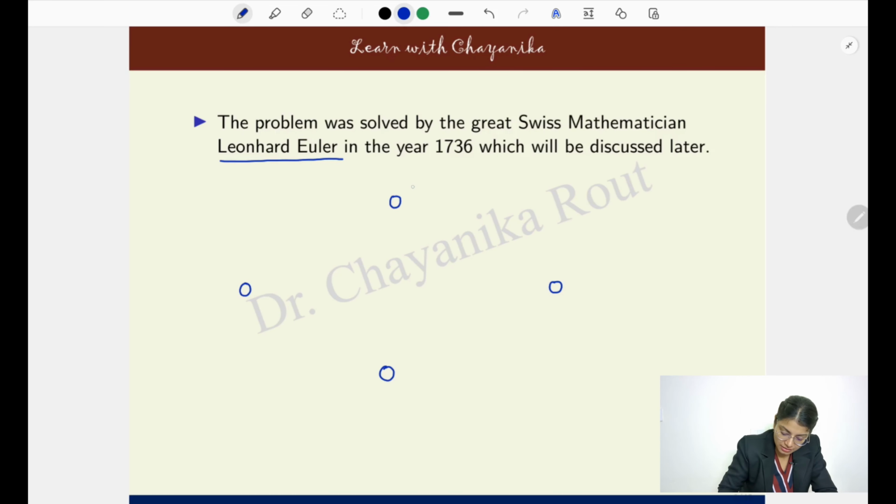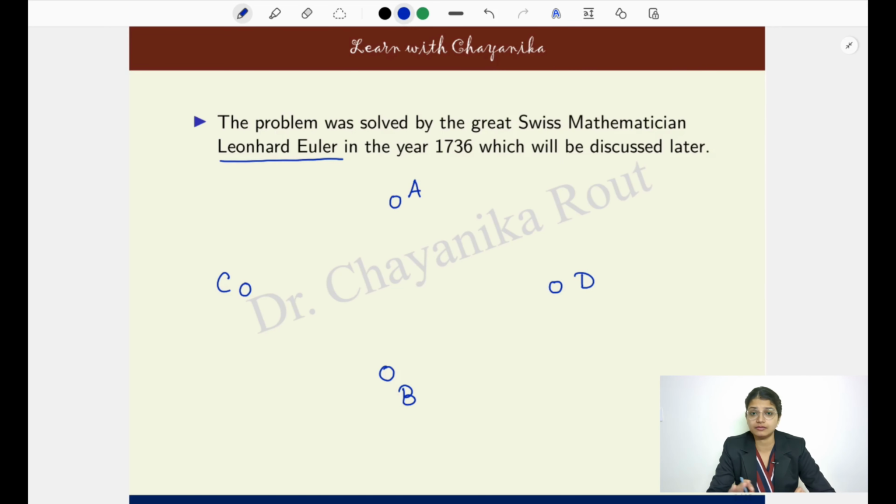to represent the land areas. So these are the two banks of the river on the two sides, and here you have the two islands that are created. So these 4 points actually denote the land areas, and these land areas are connected by some bridges. So he used some straight or curved lines to indicate those bridges between the land areas.